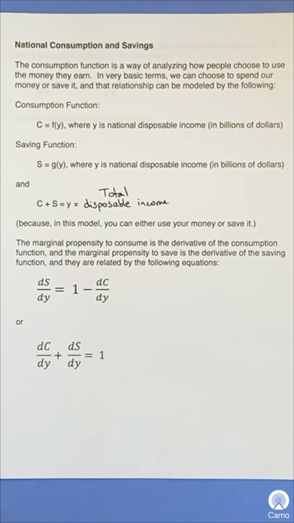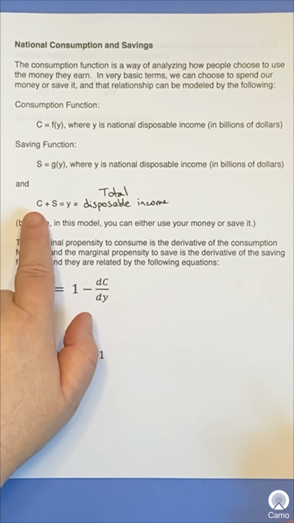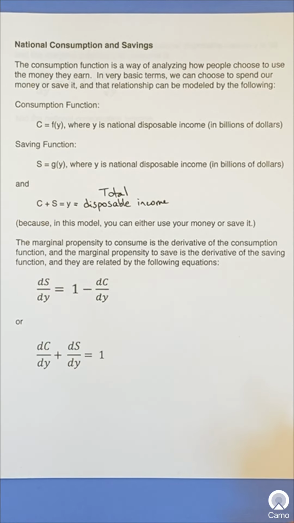You could ask me lots of details, but again, if we say there are only two categories, we're going to throw everything into either consumption or savings, then consumption plus savings has to equal y, the total disposable income. Okay, so far so good.